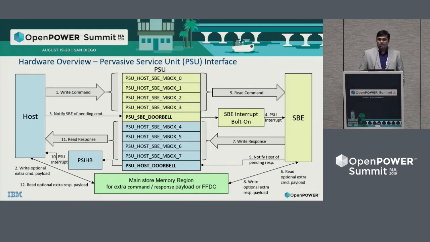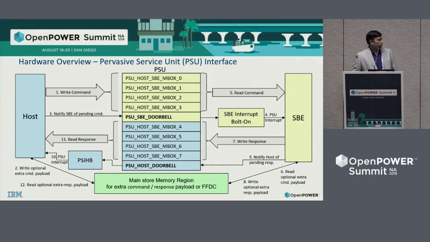Okay, so I'm switching to the other interface now, because we have really short time. This is the interface which comes from the host down to the SBE and is used for offloading commands to the SBE. So in the pervasive service unit, there's a provision for 8 registers. 4 of them have been used for commands coming from the host down to the SBE, and 4 of them are used for the responses going from the SBE back to the host.